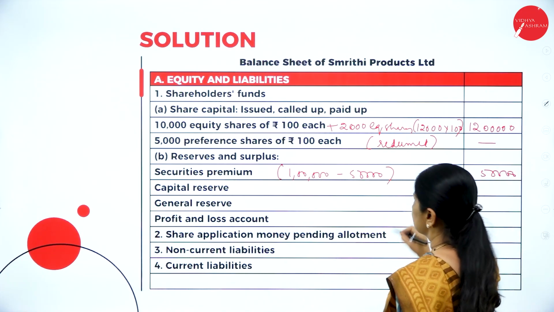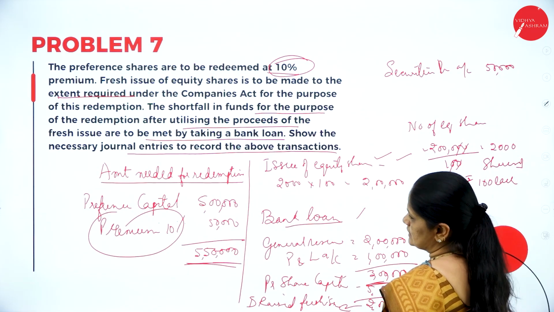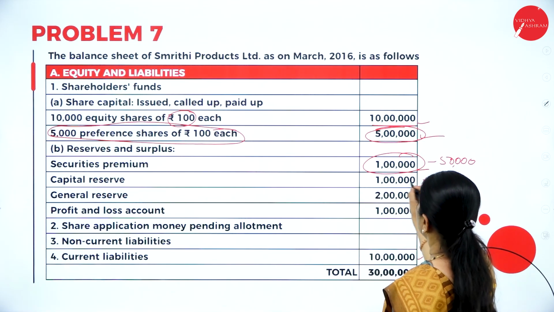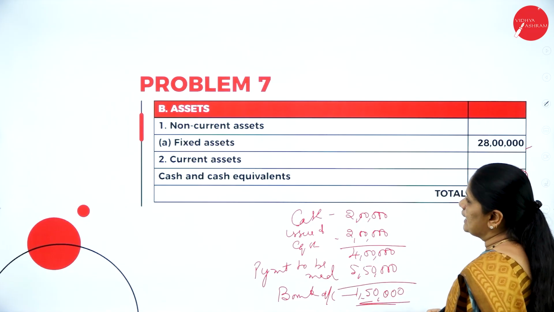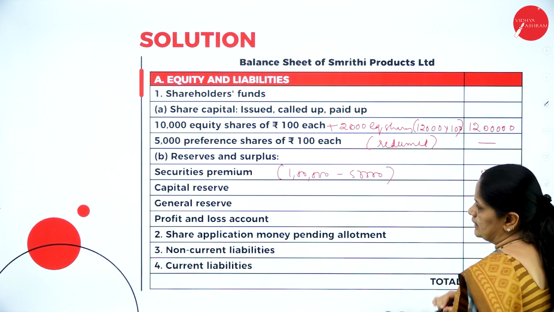Now capital reserve, we don't write. We don't consider it as divisible profit. So capital reserve 1 lakh, I write as it is. Capital reserve is 1 lakh.